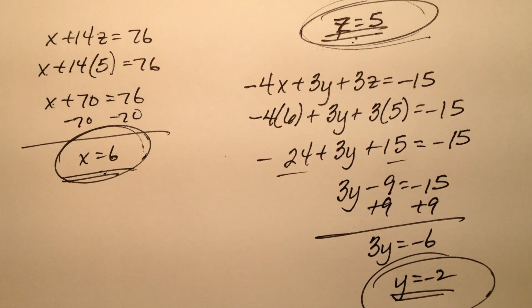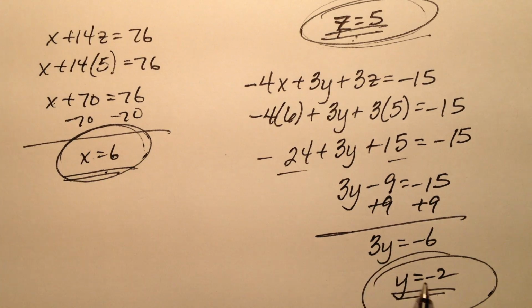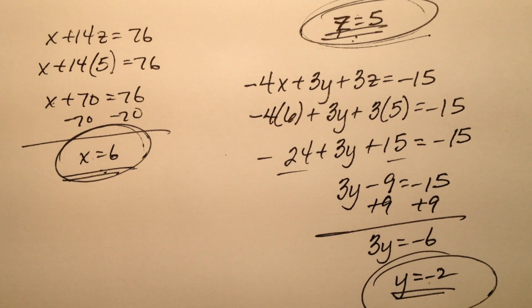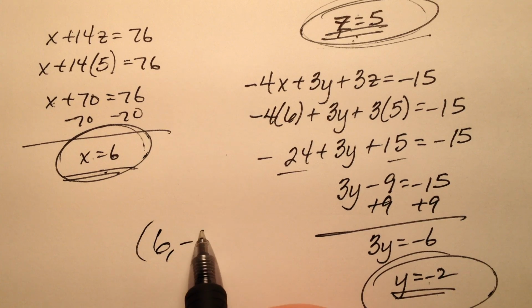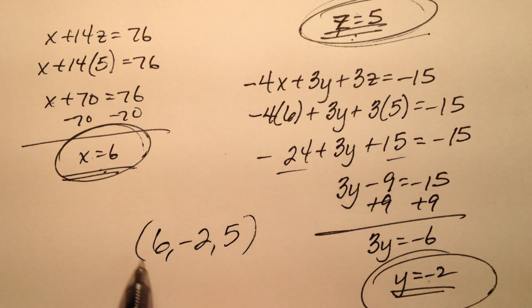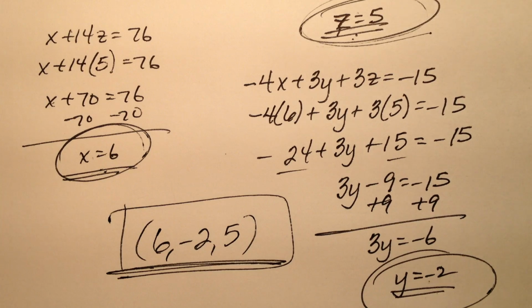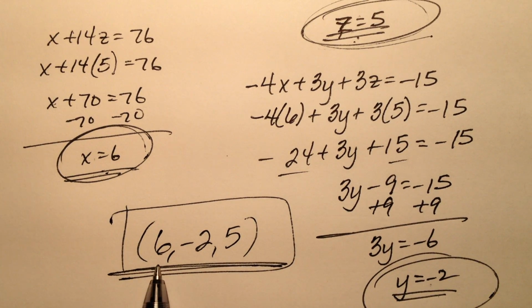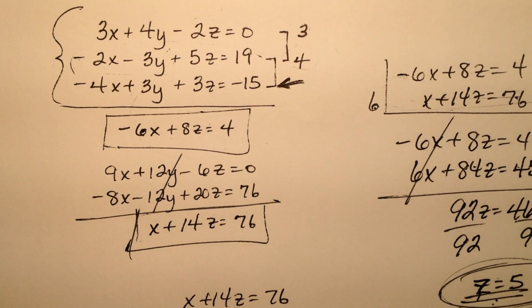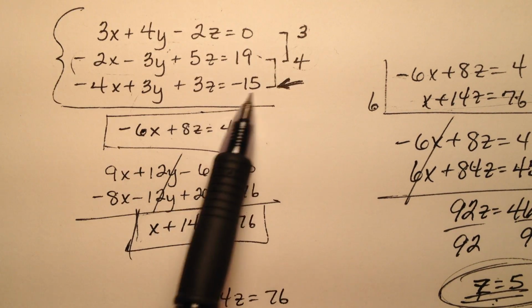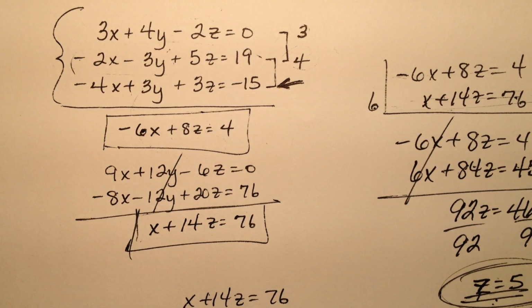So now I've solved for all three variables, x, y, and z. So I'm going to go ahead and write my answer as an ordered triplet, which is going to have all three values in alphabetical order. So my x will come first with 6, then my y with negative 2, and my z with 5. So this ordered triplet, 6, negative 2, 5, now functions as the solution for this system of equations with three equations and three unknown values.